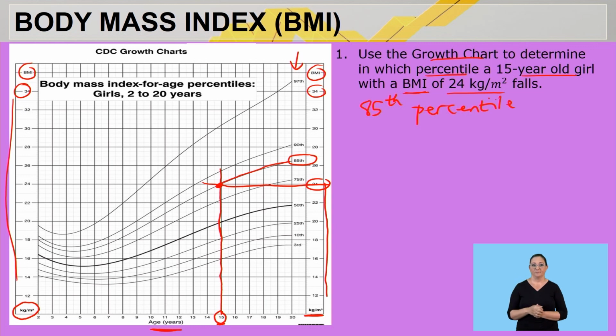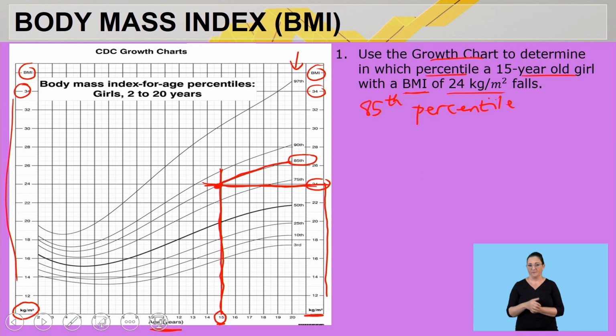Guys, are we clear? As I've indicated, same like with the graph, I took my 15 years, move all the way up. 24 BMI, they've met here. And then I moved with the curved line to the side to see that's 85 or the 85th percentile.